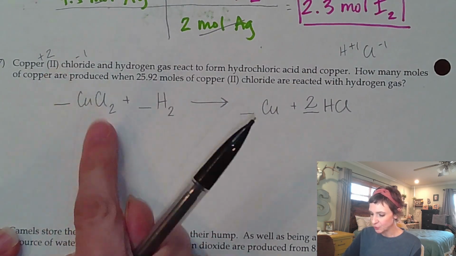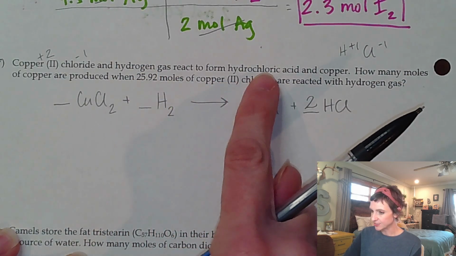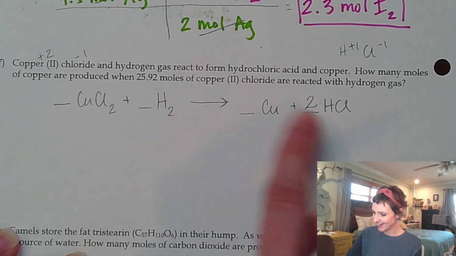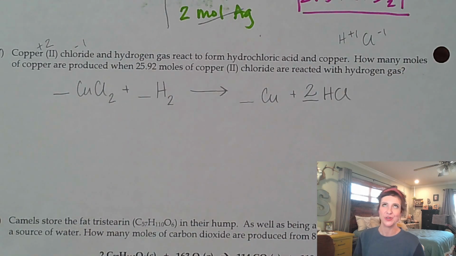We said copper 2 chloride, yep, and hydrogen gas, yep. React to form hydrochloric acid. Oh, look, we did that. And copper. Oh, we did that. Look at us being so smart. But it is nice when they give you the words so you can check your answer. But I did want us to strategize and use our skill to predict what the products are, because we did that so much last semester.